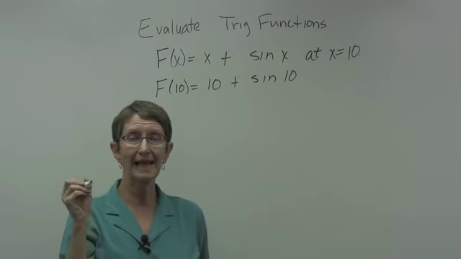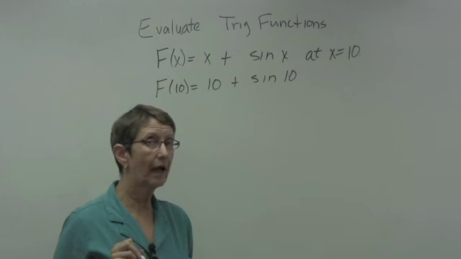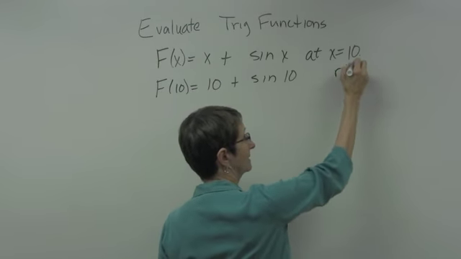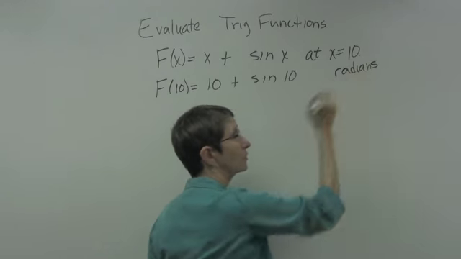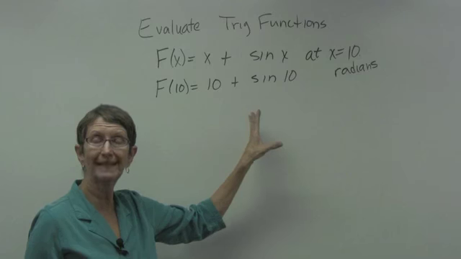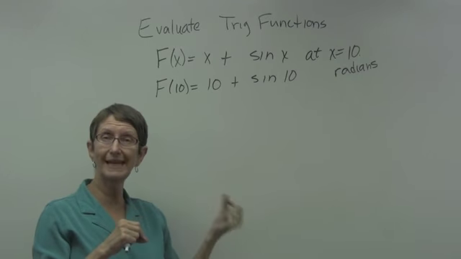Now, please notice there's not a degree sign up there. I know there's not a pi, but this is 10, and that means radians. There's no degrees, then you're working in radians. So be sure, before you evaluate a problem like this, you make sure the calculator is in radian mode.